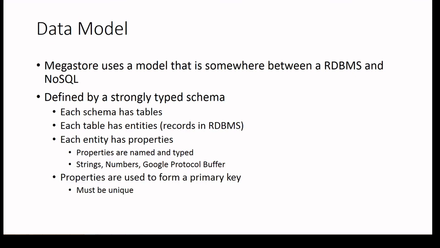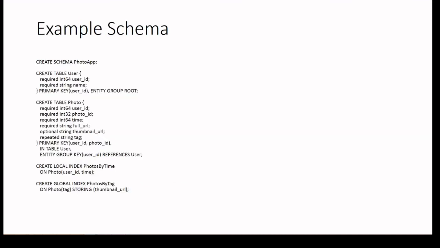So every entity has to be uniquely identified by a primary key. These primary keys are formed from one or more properties. So we'll look at that now. Here's a simple example of a Megastore schema. Now I'll go into greater detail about all the different components of this, but for now we'll just look at the general idea of it. We can see it looks very similar to SQL commands.